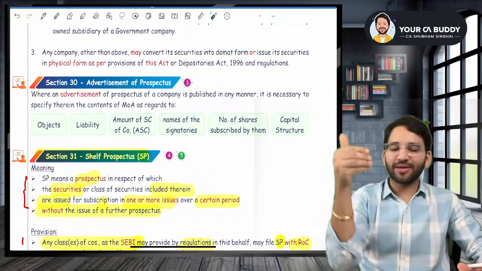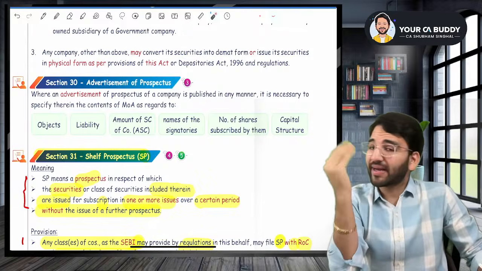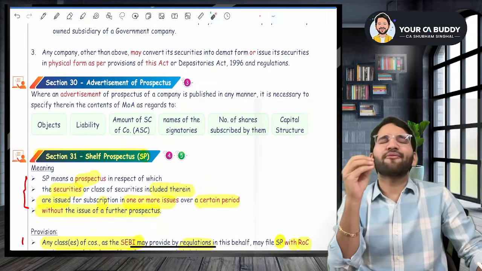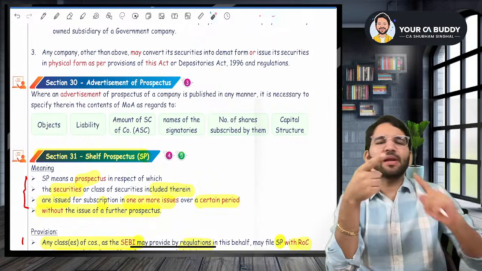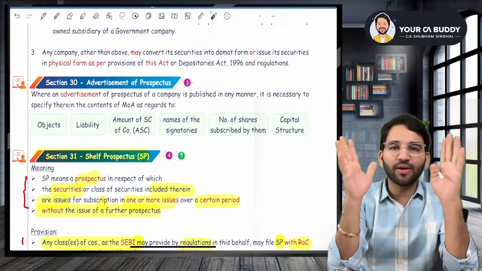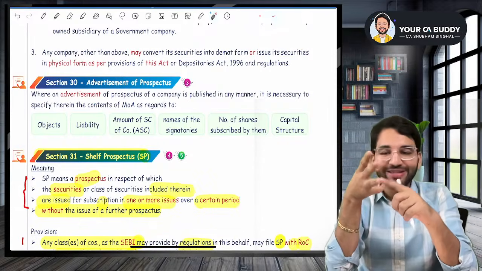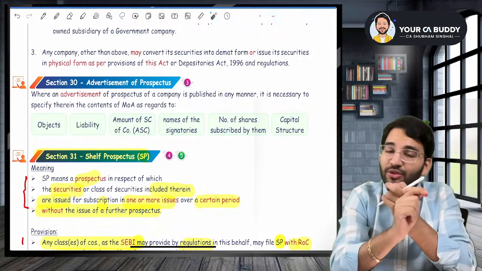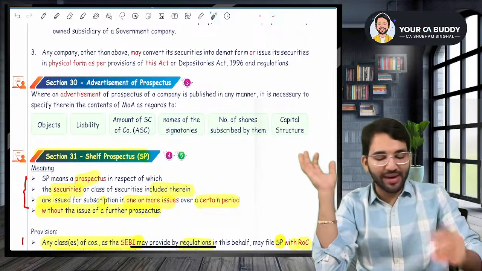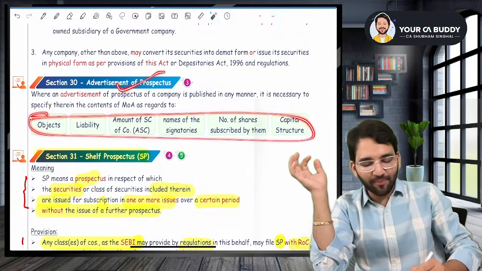Sir, what is the prospectus? If you are giving the advertisement of the prospectus, then you will have to share certain things which are written in the memorandum. For example, name and address, that everyone knows. But apart from that, object clause, liability clause, share capital clause, subscribers to the memorandum, all these details you will have to give in the advertisement of the prospectus.